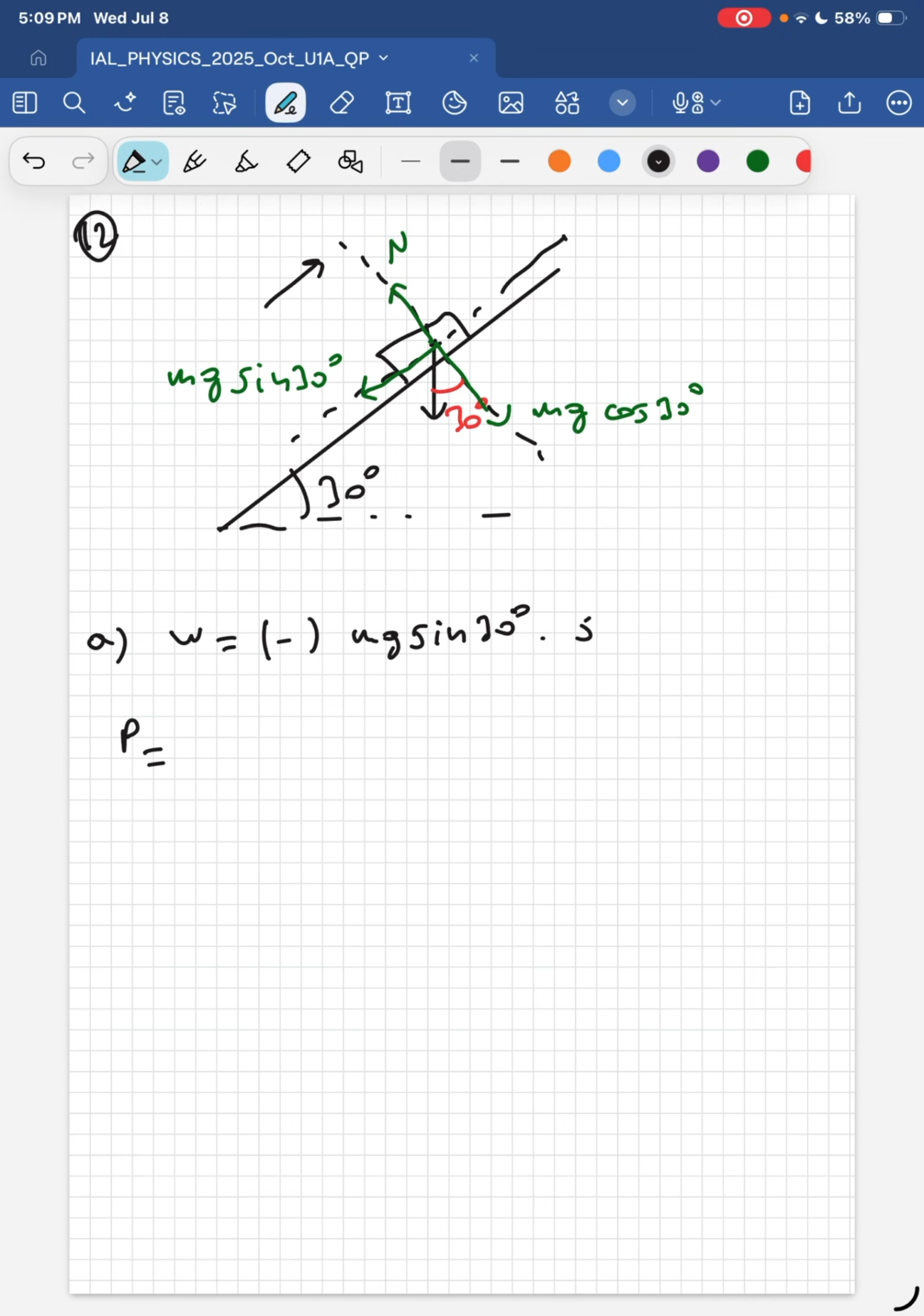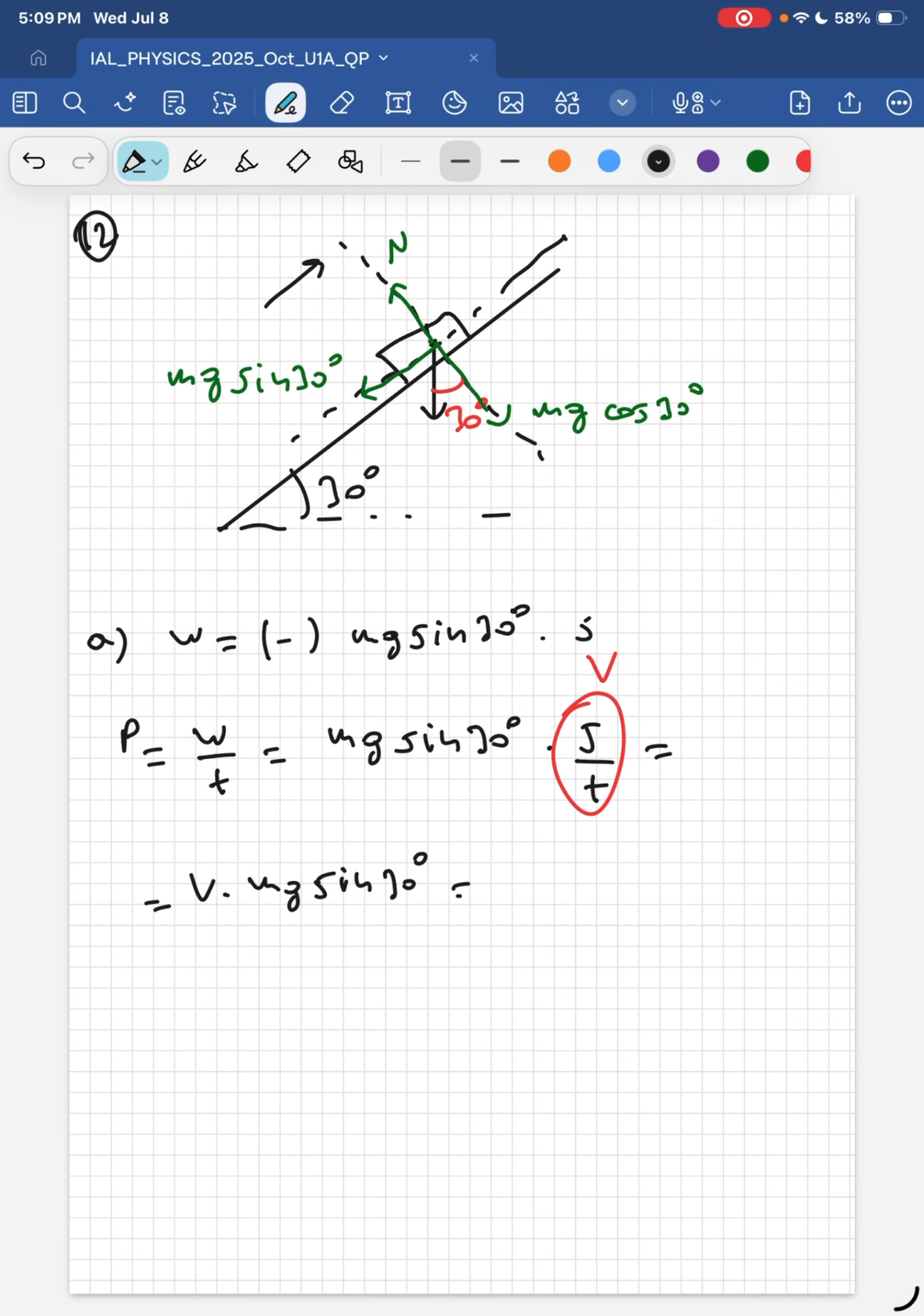And the power is the work done per time. So mg, now we drop the minus sign, mg sine 30 times s over t, but this is nothing more than the velocity of the walkway. So we have velocity times mg sine 30, and if we plug in the numbers that they give us, we find 180.1 watts, which is kind of close to the 200 watts that they state.